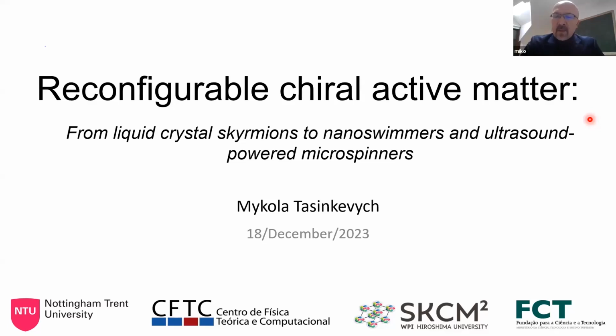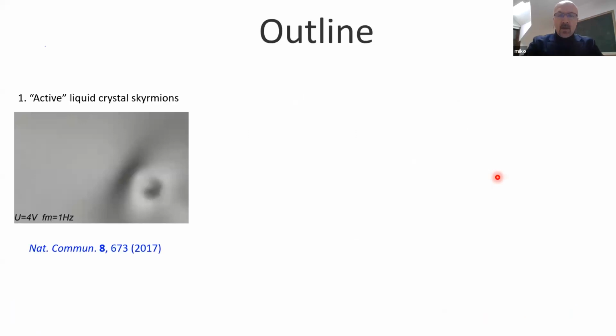So I will give you an overview of 3 research topics which are all around active matter. Some of them will be chiral active matter, and I will speak not about collective properties of active matter, but about individual constituents, like individual building blocks of this active matter, and how we can control and manipulate those individual blocks.